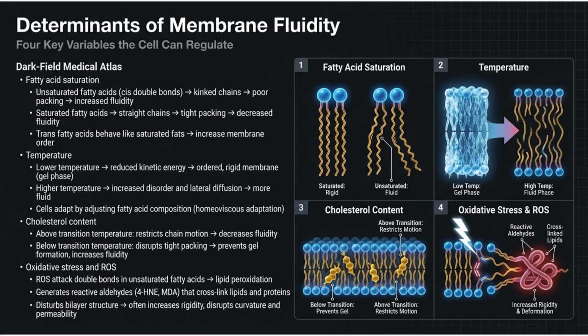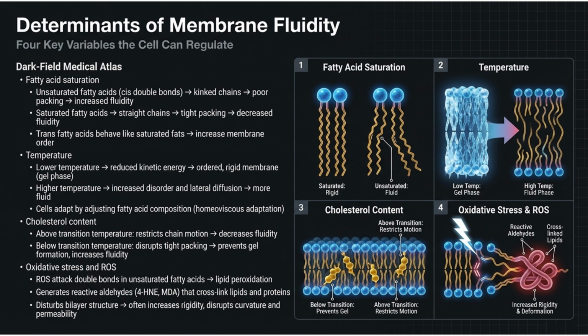Temperature is the second determinant, and its effect is straightforward. Lower temperature reduces the kinetic energy of membrane lipids, causing chains to pack more tightly and the membrane to become more ordered and rigid. Higher temperature does the opposite, increasing molecular disorder and lateral diffusion. What is fascinating is that cells can adapt to chronic temperature changes by adjusting their fatty acid composition, a phenomenon called homeoviscous adaptation. By altering the ratio of saturated to unsaturated fatty acids in response to temperature, cells maintain relatively constant membrane fluidity despite environmental fluctuations.